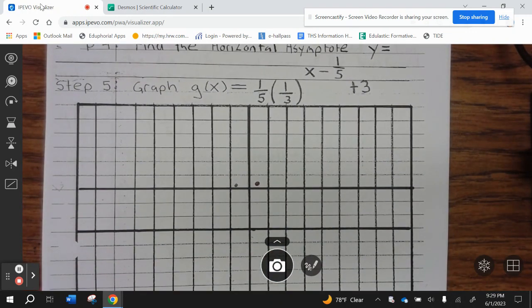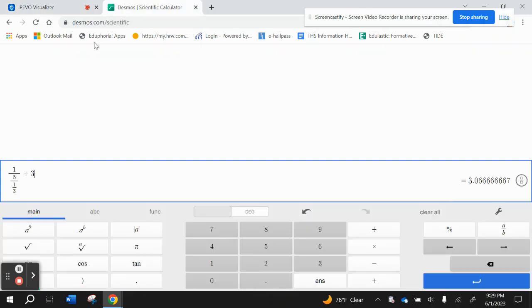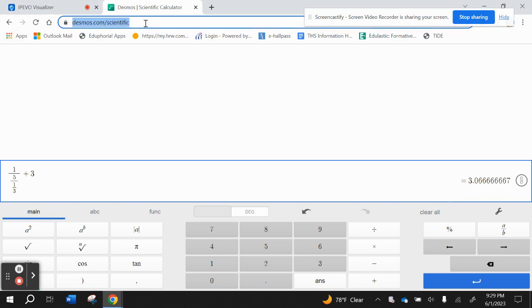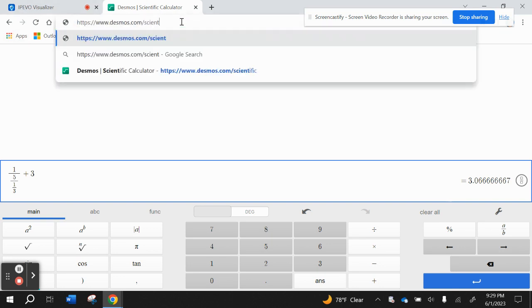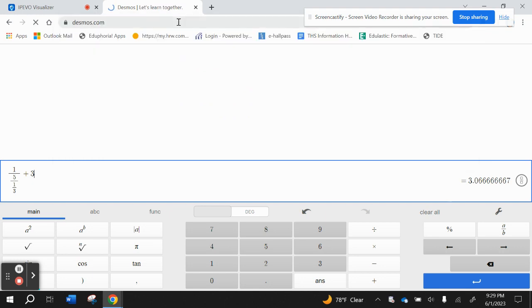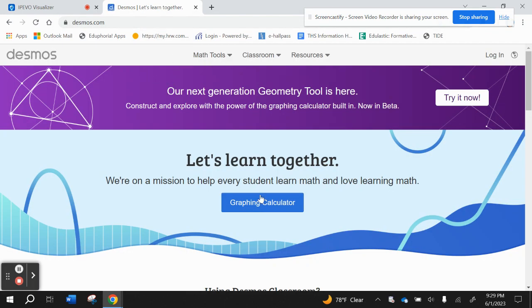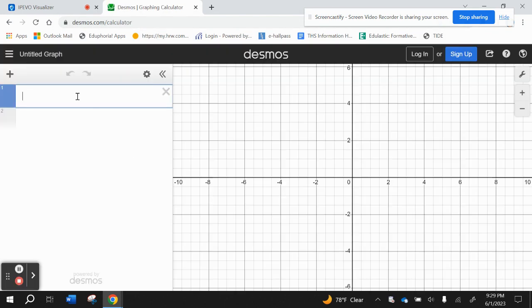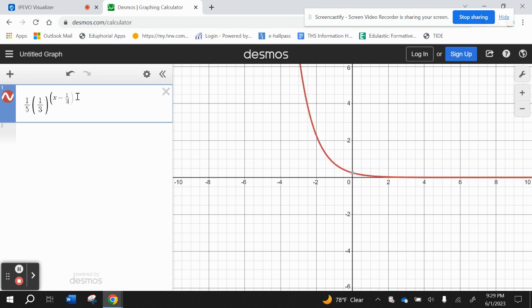And those points aren't really much to go on, so let's go ahead and use Desmos just to kind of get a sense of the curve. One divided by 5, parentheses, 1 divided by 3, parentheses, to the parentheses x minus 1 divided by 5, and then plus 3.